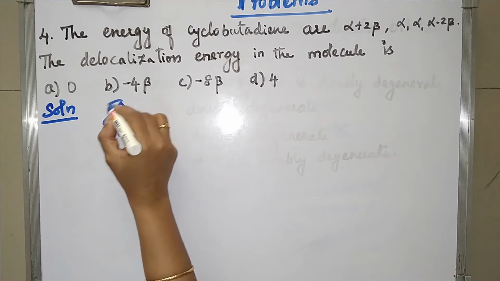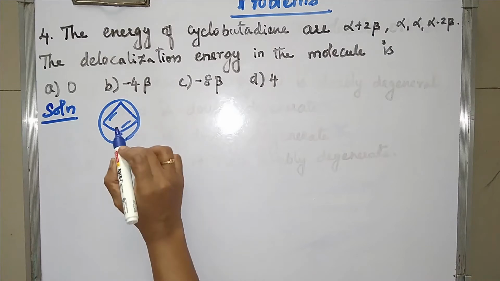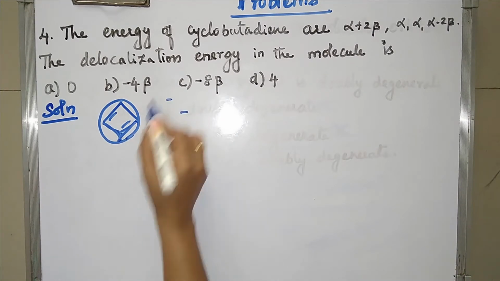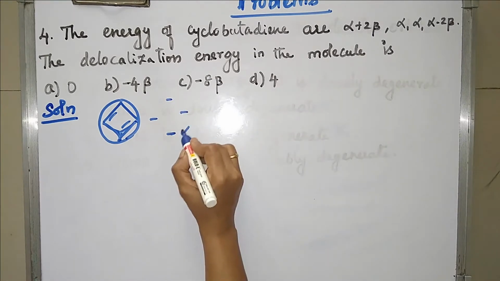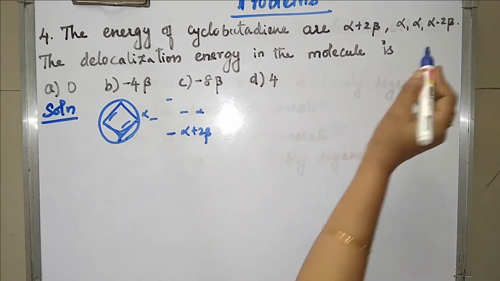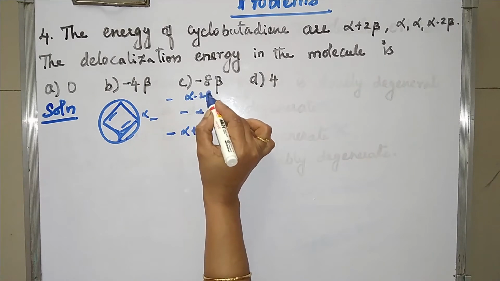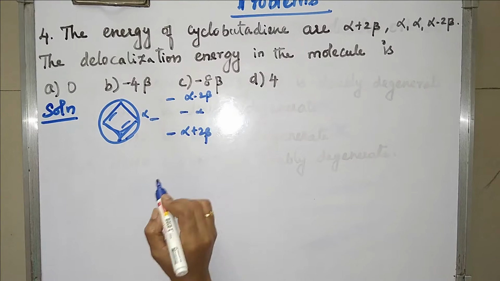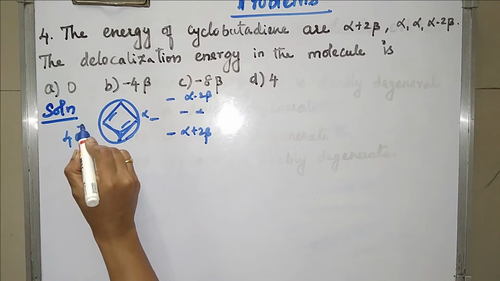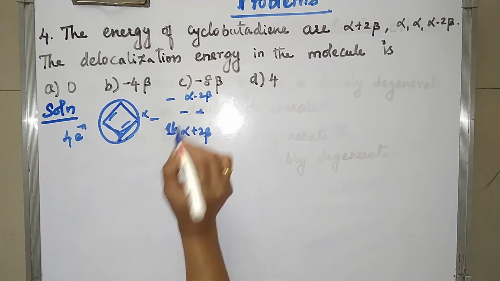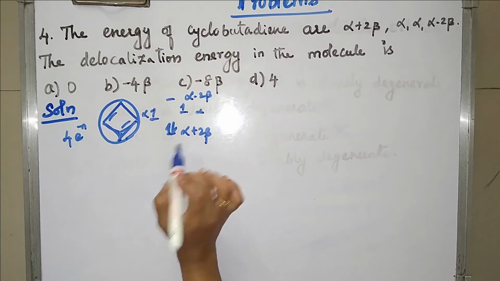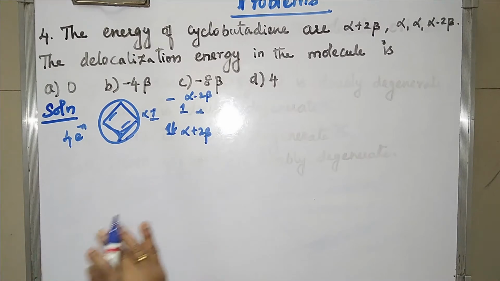One of the corners should touch the ring. So lowest one, then 1, 1, like this you need to draw. Alpha plus 2 beta, alpha, here alpha, and here also alpha. Another one is alpha minus 2 beta, the highest energy level. This is the energy levels. How many electrons are there? 2 plus 2, 4 electrons are there. Here 2 electrons will come, here 1 electron, here 1 electron. So this is the 4 electrons for cyclobutadiene.